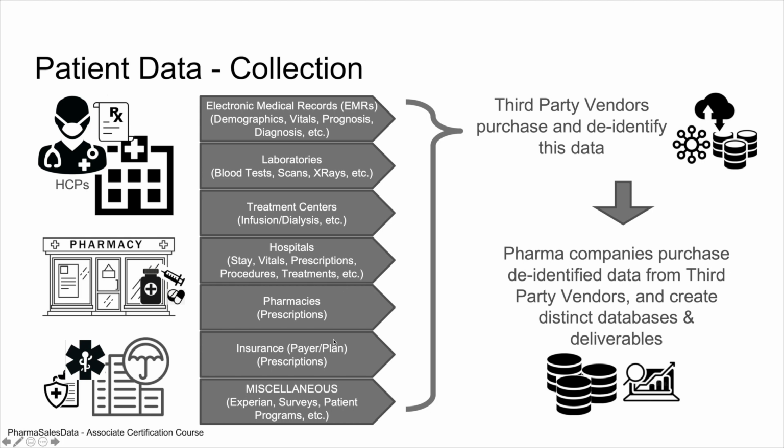You have your pharmacies, where you're going to pick up your prescription data. You have your insurance, your payer and plan information. And then you have miscellaneous data, such as experience surveys, patient programs, etc. Third-party vendors purchase and de-identify all this data. Then that data is purchased by the pharmaceutical companies, and they create distinct deliverables and databases from that patient data.